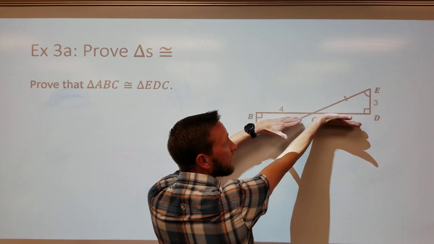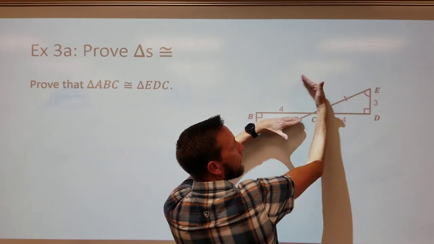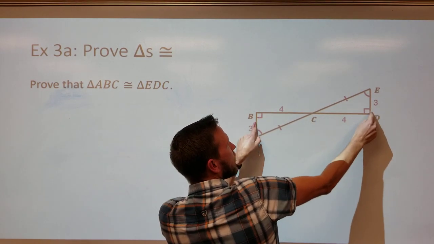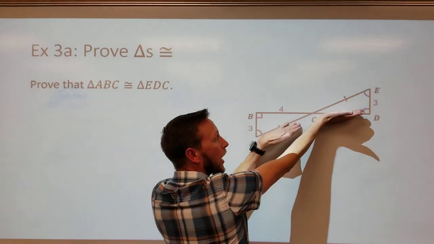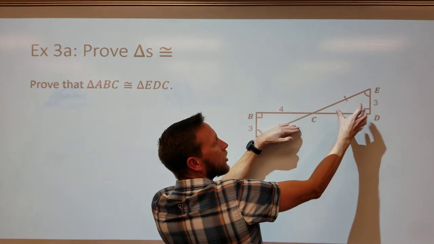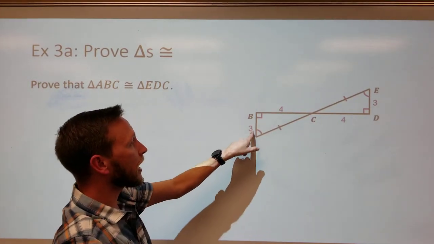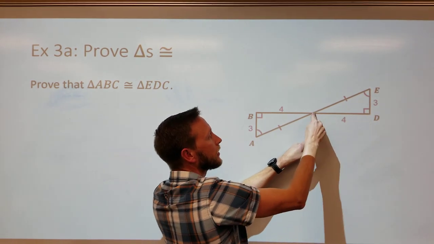Here, we should understand that if I were to flip this piece over, if I were to rotate that 180 degrees about point C, that I would line up these right angles with each other, these sides with each other, these angles with each other, and these sides with each other. So I can rotate just this part, and you would see that this would map over that perfectly. So we want to show that ABC is congruent to and corresponds to EDC.